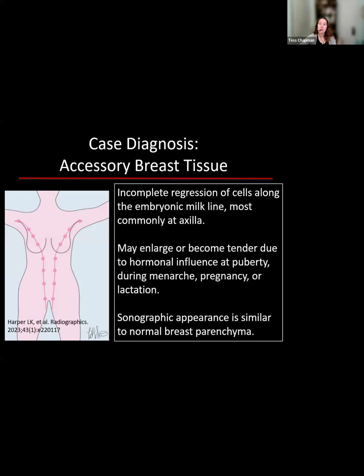And that tissue will respond to hormones, just like normal breast tissue. So at puberty or during menarche, during pregnancy or lactation, that accessory breast tissue will enlarge and become symptomatic. And the clue is its location along these lines, and the sonographic appearance is very similar to normal breast tissue.